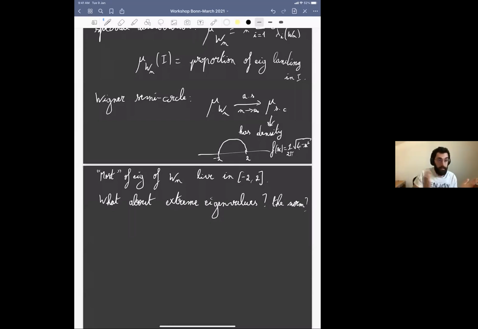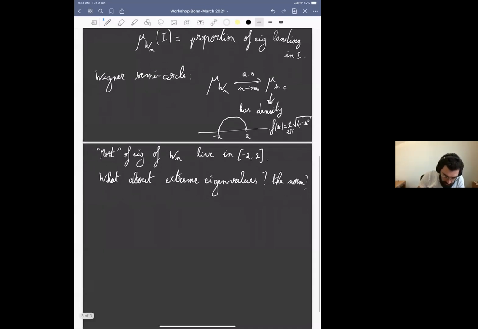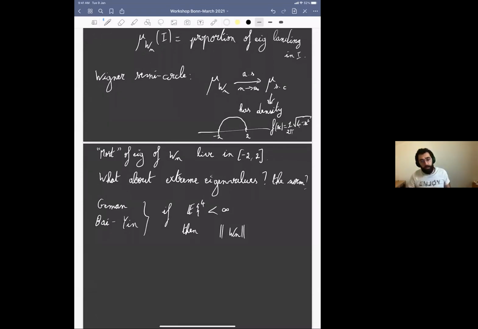Okay. So obviously this extreme eigenvalue cannot shrink below 2, right? Because otherwise the support of the limiting measure would be smaller. So 2 is the best we could do. So we have an answer on this. This is very classical. There are results of German, I don't know how to pronounce it, and Bai-Yin, which says that if your original random variable has a finite fourth moment, then there are no outliers. So then the norm of Wn basically sticks to the bulk, so it's smaller than say 2 plus some o of 1 with high probability. What I mean by this is there are no outliers.